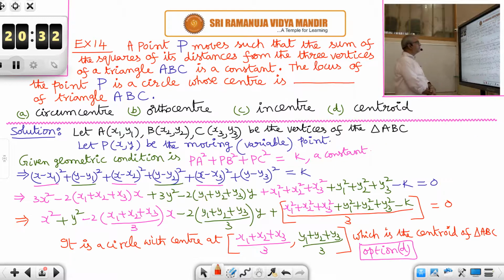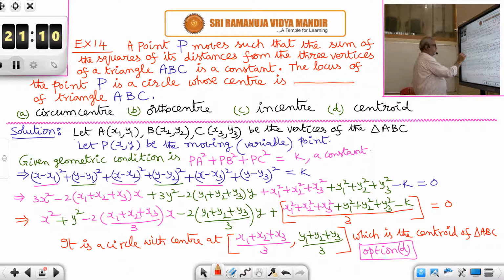Let us go to the next problem. A point P moves such that the sum of the squares of its distances from three vertices of a triangle ABC is a constant. The locus of the point P is a circle whose center is dash of the triangle ABC. Options are circumcenter, orthocenter, incenter and centroid.